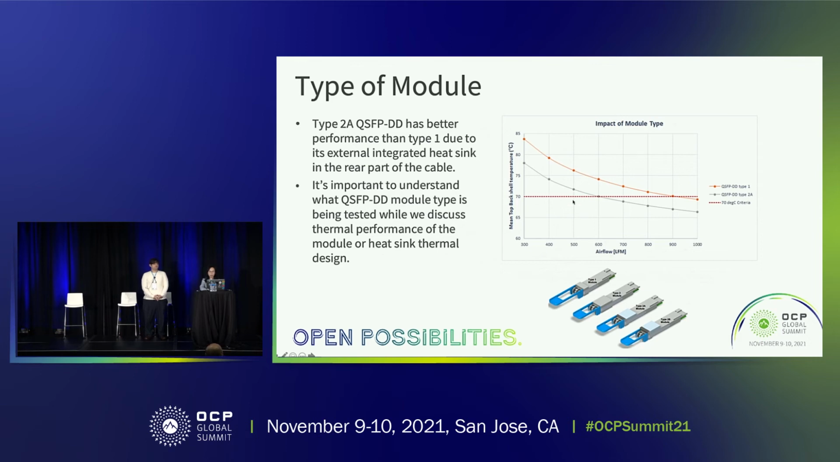As you can see from the analysis results, we do see slightly less than 5 degrees C improvement from the type 2A module. That means when we provide the thermal solution and analysis on the NIC thermal performance, we'd better understand what cable module we are using.